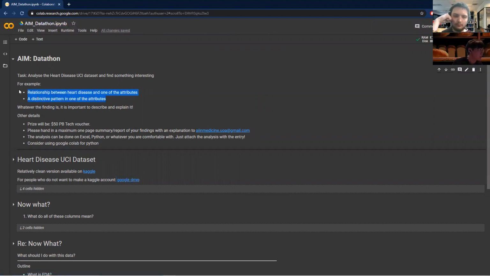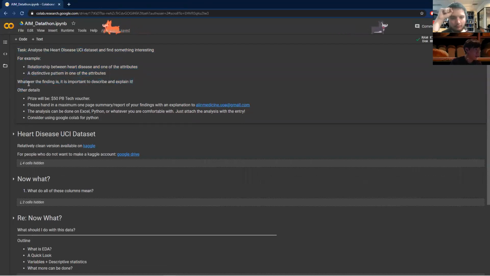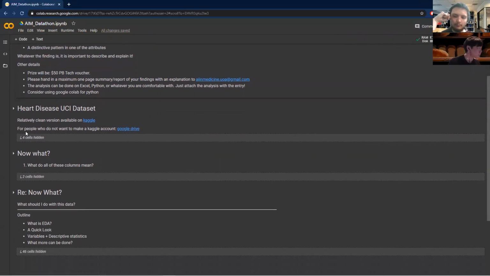I'll give a couple of examples of what you might want to do with the data set itself: looking at the relationship between heart disease and the other attributes given in the data set, or maybe just finding a pattern in one of the variables that you think is interesting. But whatever you find, it is important for you to be able to explain it. That's why we want a brief explanation of what you found. So, just a quick look at the data set itself.